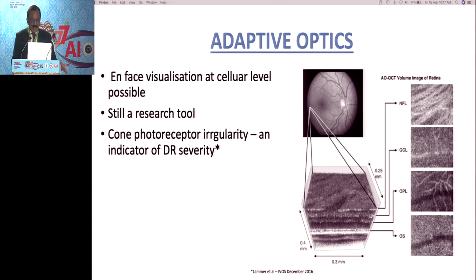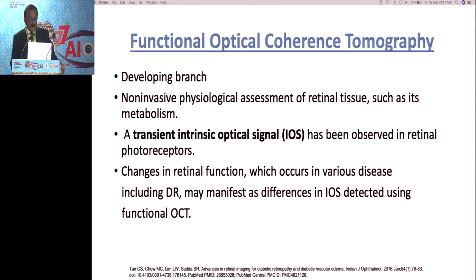I'll just mention adaptive optics. It enables visualization at the cellular level. You will be able to see the photoreceptors, and the different irregularities that happen in diabetic retinopathy are being studied using adaptive optics, but still it's a research tool. Functional optical coherence tomography has been there for some time, but some interest is still being shown. It's again an evolving field where we will be able to see many changes or developments in the near future.